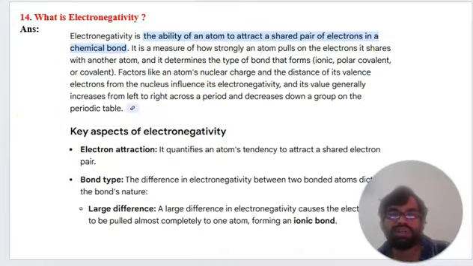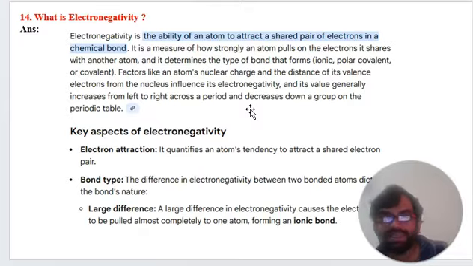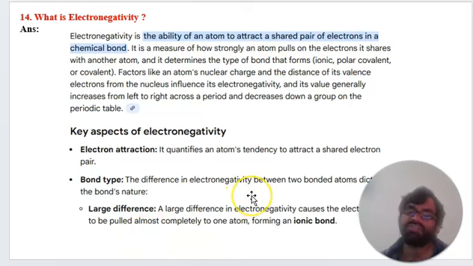Next we come to: what is electronegativity? This is also very important. Electronegativity is the ability of an atom to attract the shared electrons in a chemical bond. And you can see electron attraction, bond type, and the larger difference in electronegativity.